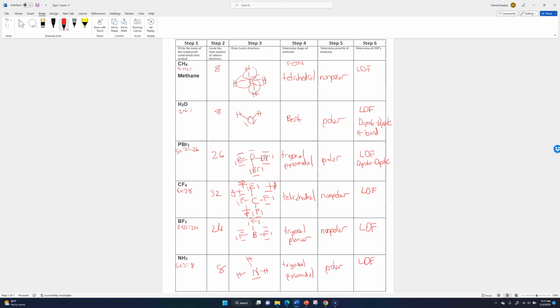LDF, you notice all these have LDF. That's not a coincidence. Everything has LDF, so make sure you put LDF first. Even if you don't do the Lewis structure, put LDF, because that's the first thing everything's going to have. All right, secondary, so because it's polar, you have dipole. And because you have H bonded to one of the fun molecules, which in this case is N, you also have H bond. So it has all 3. All right, so that's how you draw Lewis structures with things that have all single bonds.